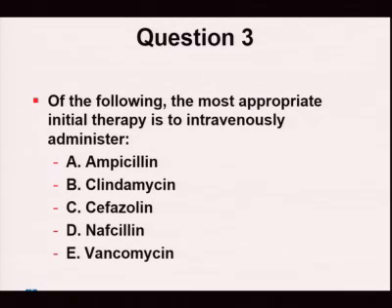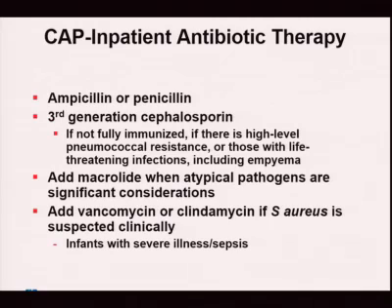Okay, very good. So ampicillin, this is community-acquired pneumonia in a previously well child. The first-line agent to use in the hospital setting is IV ampicillin or IV penicillin. Third-generation cephalosporins would also be okay, but it's recommended that we use these only if the child is not fully immunized, if there is high-level pneumococcal resistance in your community, or those with life-threatening infections, including empyema. So for a complicated pneumonia, if you suspect a resistant pneumococcus, then you can use a third generation. But generally speaking, first line, ampicillin or penicillin is fine.